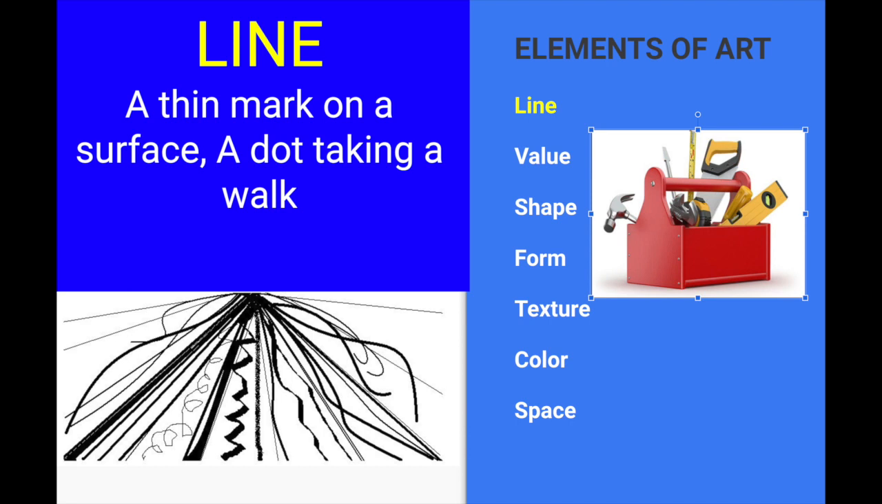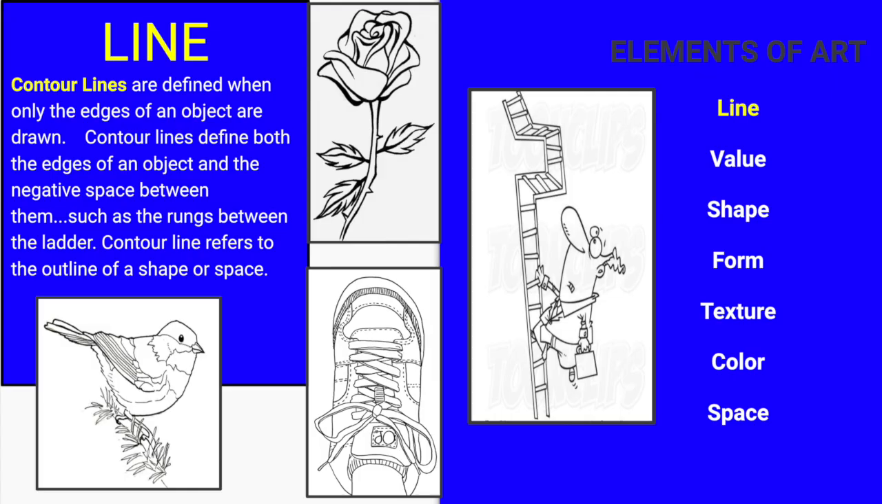As I mentioned before, the first element that we're going to take a close look at is line. You may have heard that a line is a dot that takes a walk, and that's a fun way to think about it. You've probably already used contour line, but maybe you didn't know it was called a contour line. One of the most popular ways to draw, especially when you first start drawing, is to define the edges of an object. Contour lines will define both the edges of an object and the negative space that is between them. So if you look at the ladder over here with the little man on it, between the rungs, that's negative space. Contour line refers to the outline of a shape or a space.